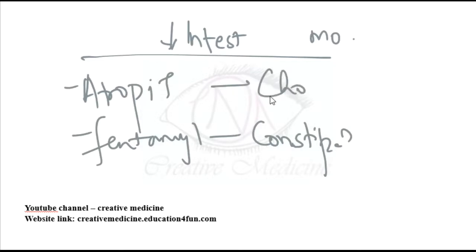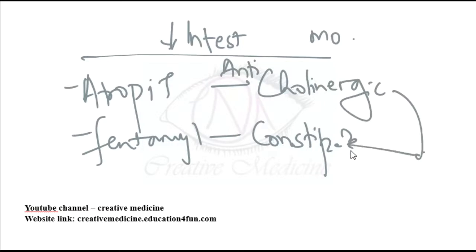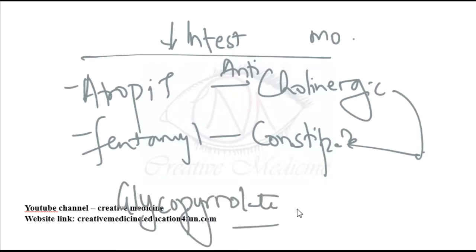Atropine is an anticholinergic drug, so as a result it will decrease the intestinal motility and it can also cause constipation. Whereas glycopyrrolate is also an anticholinergic, it can also decrease the intestinal motility.